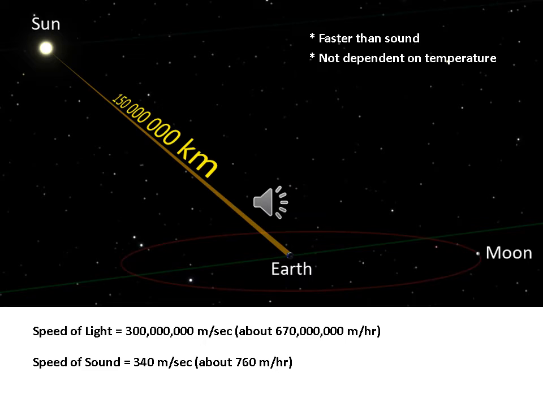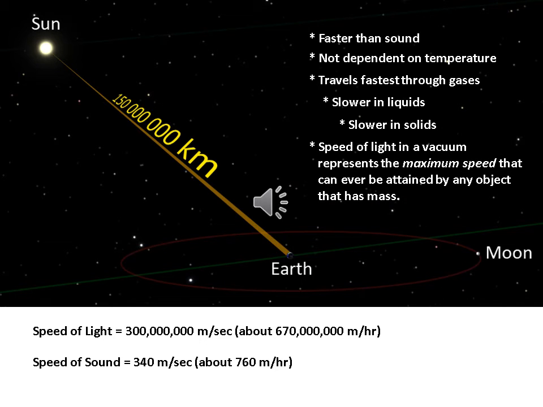Light is not dependent on temperature like sound is. Remember that sound actually travels faster through solids than it does through liquids, and travels faster through liquids than it does through gases. Light is the opposite. It travels fastest through gases, slower when it gets to liquids, and even slower still, or stops altogether when it reaches a solid. The speed of light in a vacuum represents the maximum speed that can be traveled by any object that has mass.